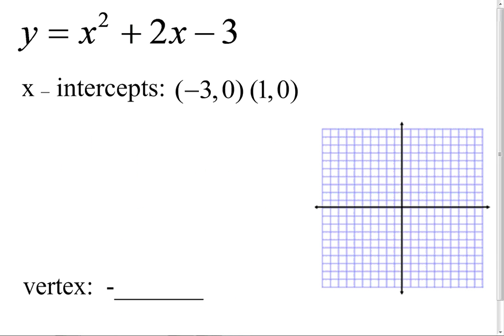Okay. We make the problem a little harder. y equals x squared plus 2x minus 3. And the author of this document found the x-intercepts for you. We need to know the axis of symmetry.